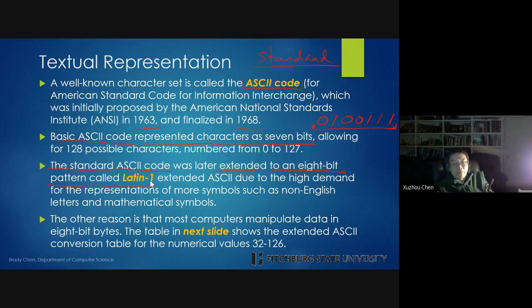The other reason is that the computer memory is built upon a small unit we call cells. Each cell contains 8 bits.